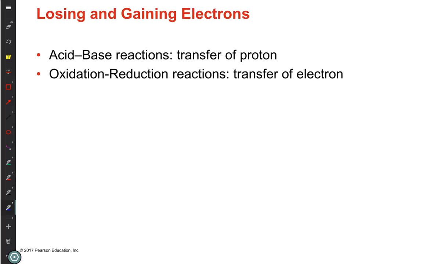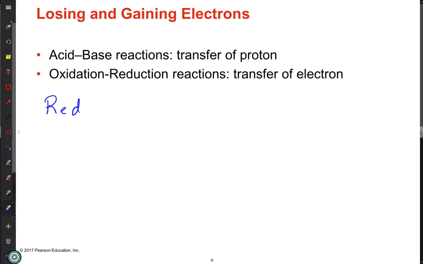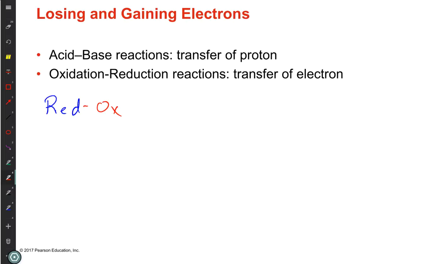Now switching to a different kind of reaction, what we call redox reactions. I know, it looks like red ox. The RED part of redox stands for reduction. And this is talking about electrons. So when we talked about acids and bases, we were talking about protons moving, right? Hydrogen nuclei, hydrogen ions. The redox is talking about gaining and losing electrons.